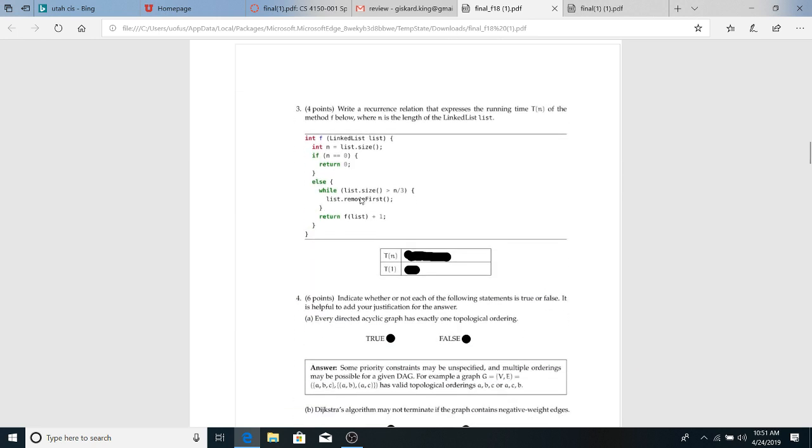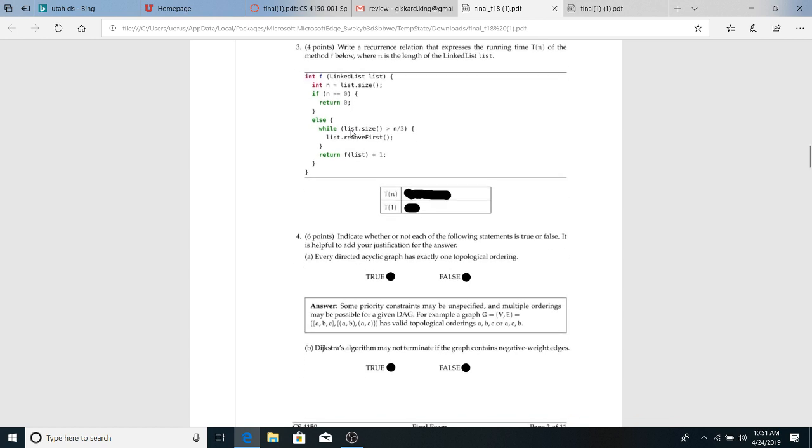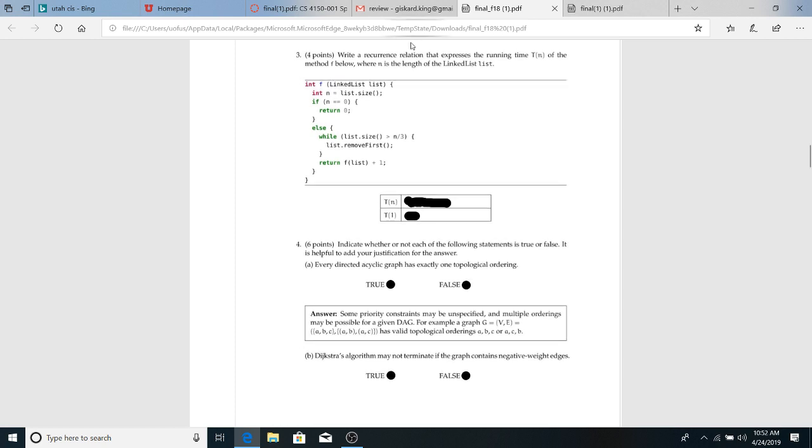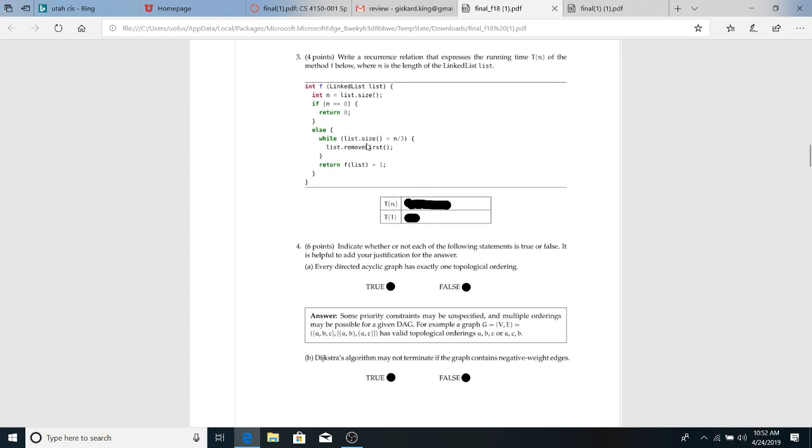Okay, so now we're getting into another recurrence relation problem here. The idea of this one is you have a linked list and you're trying to find, I believe, the size of the list. But ideally, you're just trying to come up with a recurrence relation to eventually find the complexity of the problem.